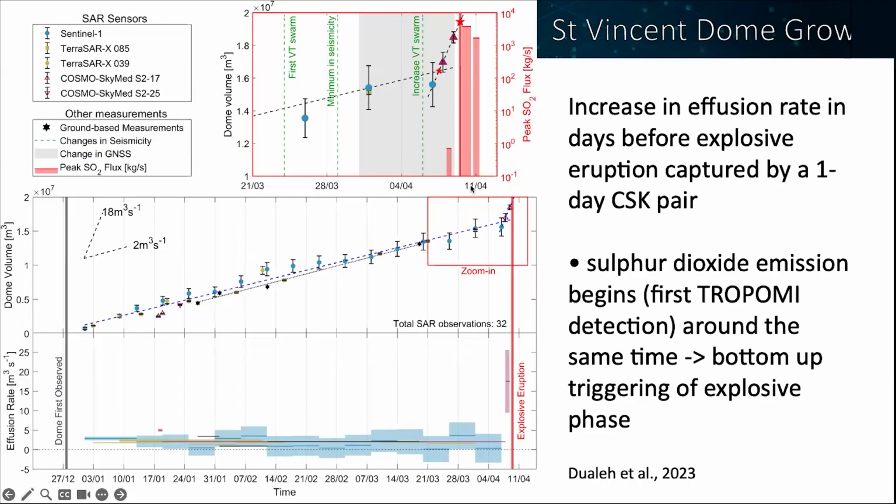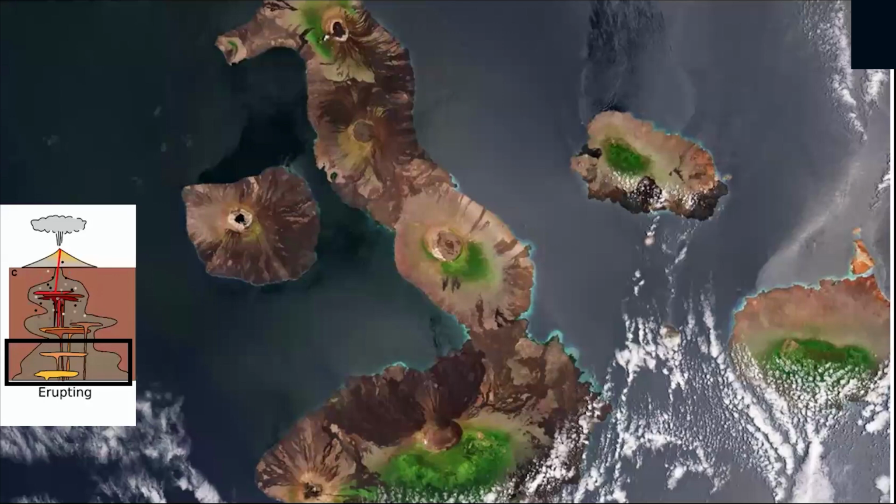So this would be a really nice study to try and replicate in other places, but it requires serendipitous acquisition of imagery. And more than that, if you want to have that one-day pair and those short acquisition times, you have to combine multiple different sensors to get it. So it's an argument for non-uniform data and for more data.